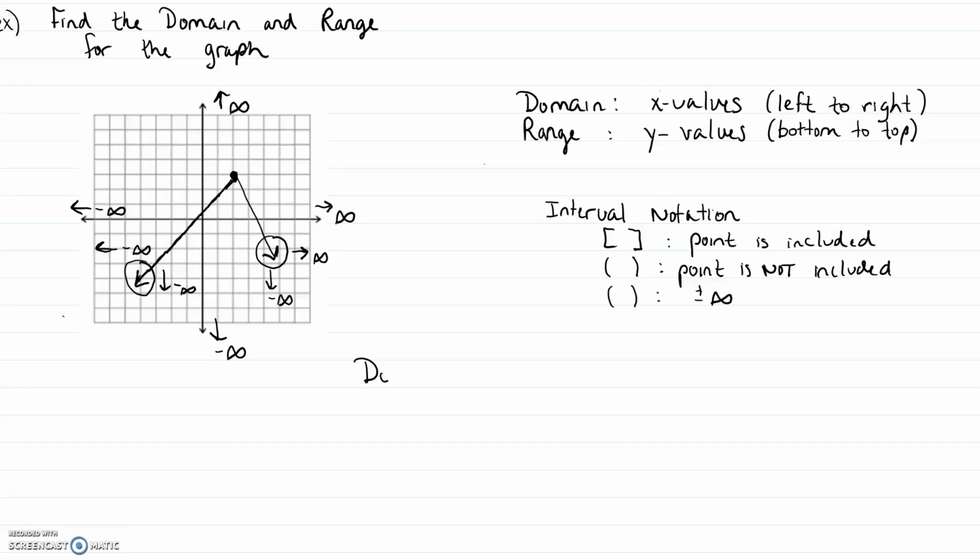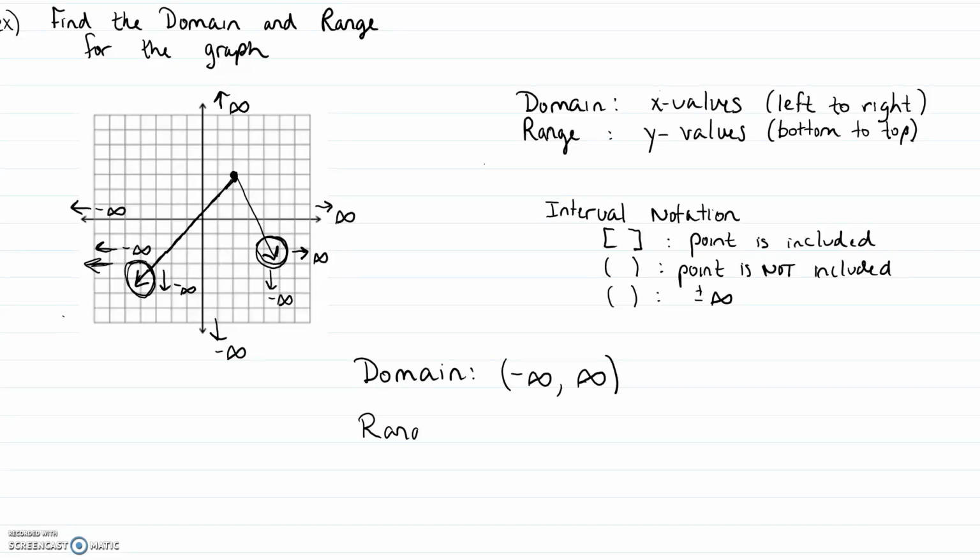Okay, let's go ahead and find our domain. Domain are your x values. You need to find your most left-hand point to your most right-hand point. Our most left-hand point, that arrow is continuing toward x equal negative infinity. So that is our most left-hand point. Our most right-hand point, this arrow is continuing toward x equal positive infinity. So our domain is negative infinity to positive infinity.